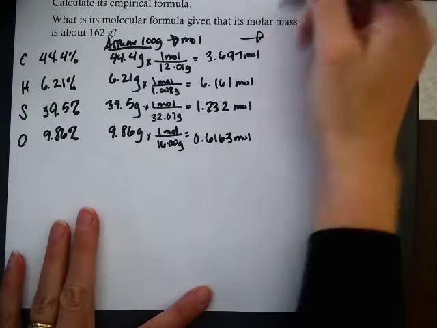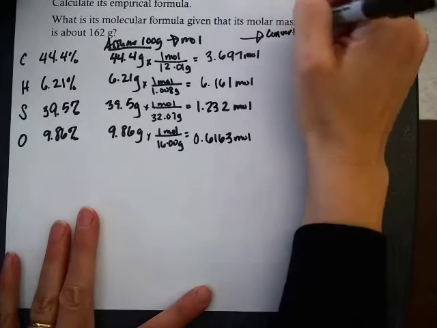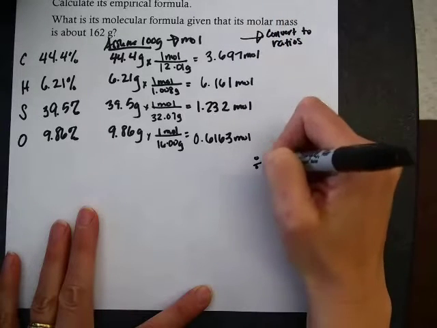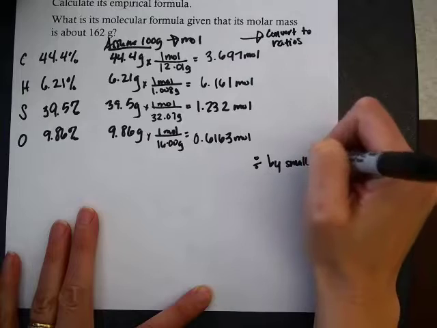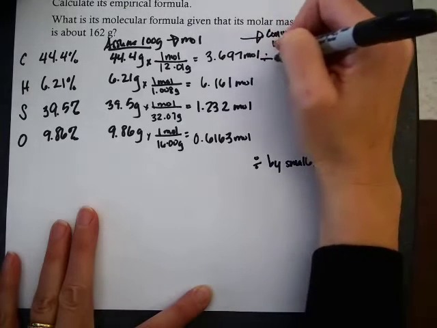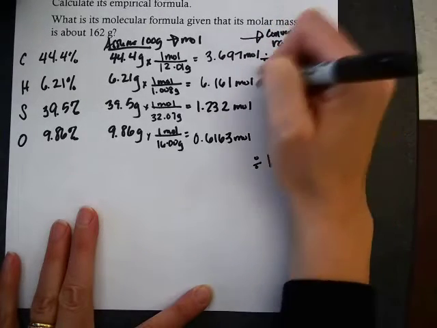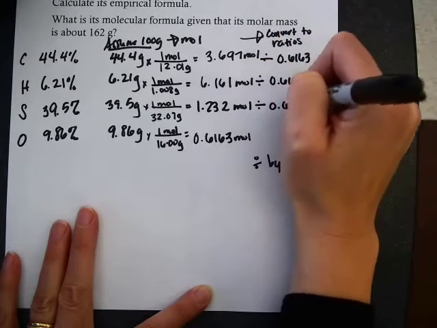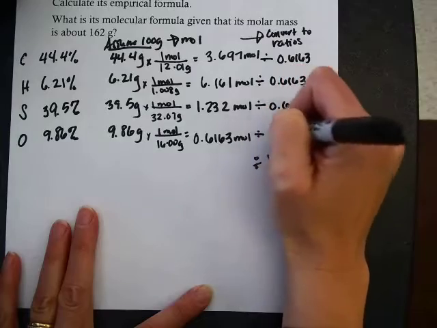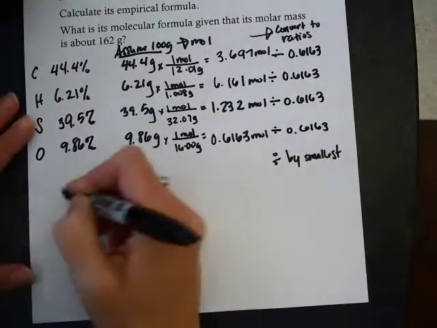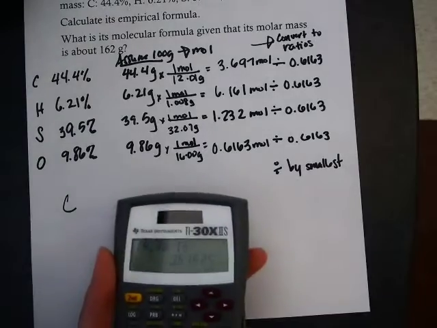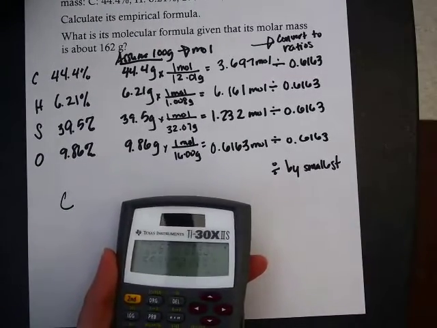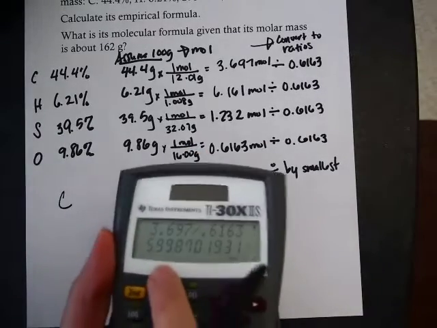That's not exactly what I want, though. I want a ratio, right? So I can make these a ratio, and I want whole number ratio. So I'm going to divide all of these by the smallest, which in this case is the 0.6163. And I'm getting, hopefully we'll get pretty close to whole numbers.